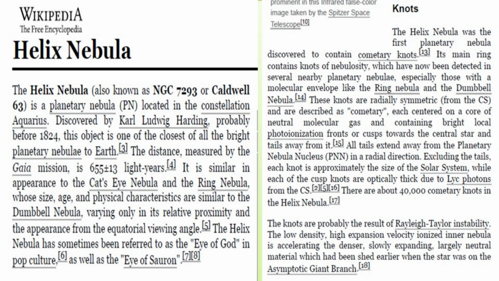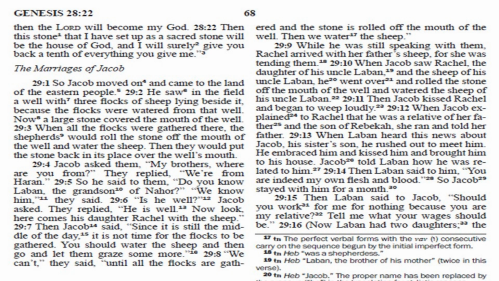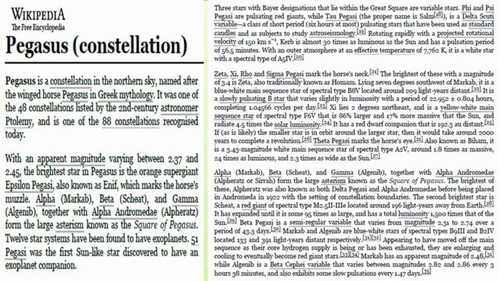The Helix Nebula could represent the vessel Jacob used to draw water from the well, and the cometary knots present in this nebula may represent the water droplets falling from the vessel. The action of rolling off and on of the stone over the well is the reason for the pulsation in the stars of the Pegasus constellation.